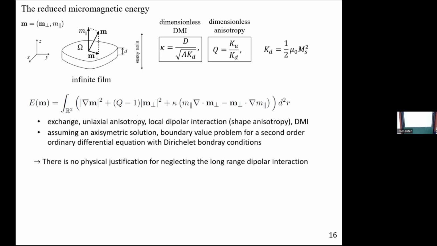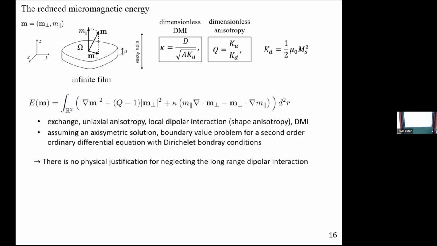So in fact, here only a local part of the dipolar interaction is taken into account. This is what we call the shape anisotropy. It's very important because Q is of the same order as 1, so you just can't neglect it.